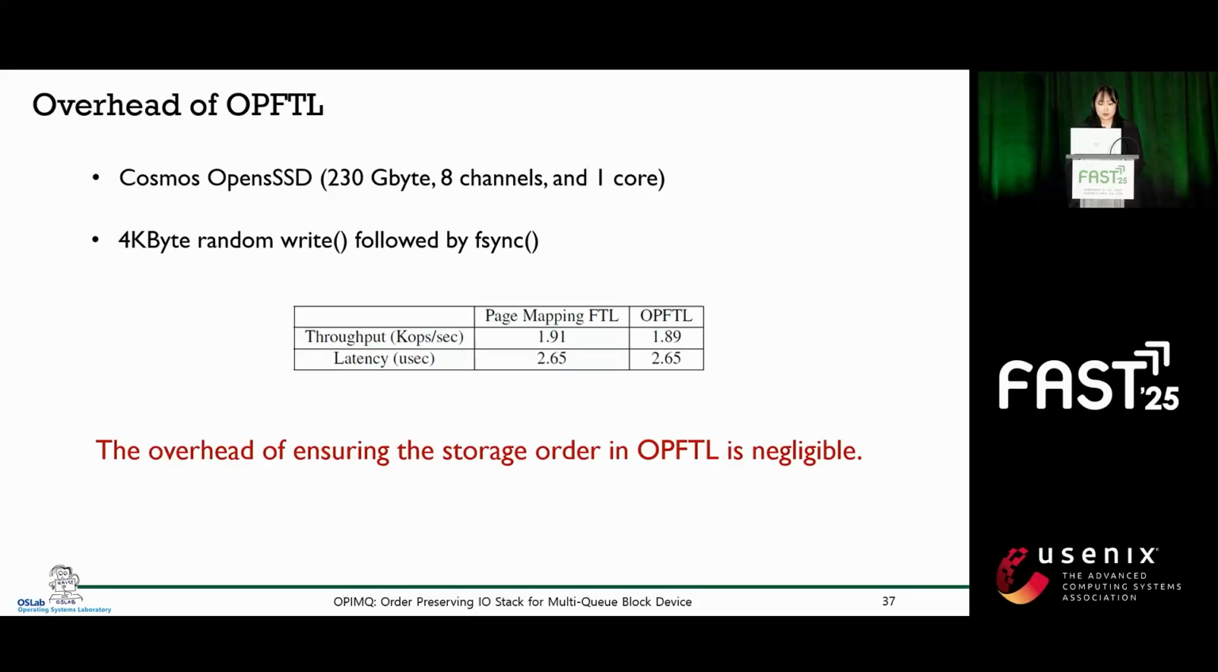Finally, the overhead of OPFTL is as follows. We use the Cosmos OpenSSD board and generate 4 kilobyte random writes followed by fsync. The overhead of ensuring the storage order in OPFTL is negligible because it can flush the write-back cache in any order while preserving the mapping update in order. With this design feature, OPFTL can ensure the storage order among the epochs while fully exploiting the internal hardware parallelism inside the SSD.